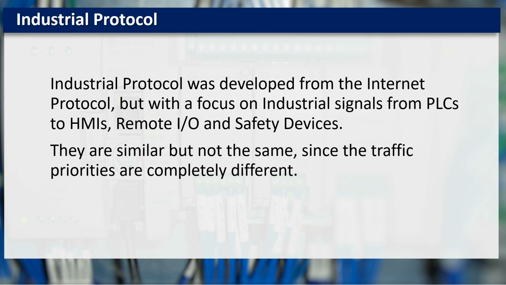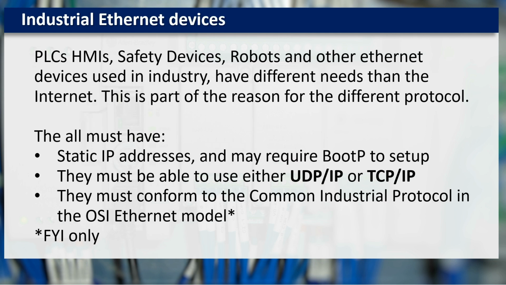The Industrial Protocol was developed from the Internet Protocol, but with a focus on industrial signals from these PLCs, HMIs, remote I/O, and safety devices, etc. They are similar but not the same, since the traffic priorities are completely different. PLCs, human-machine interfaces, safety devices, robots, and other Ethernet devices used in industry have different needs than the Internet. This is part of the reason for the different protocol.